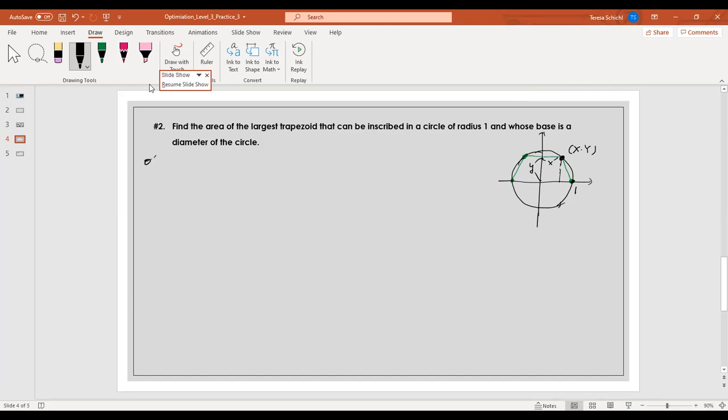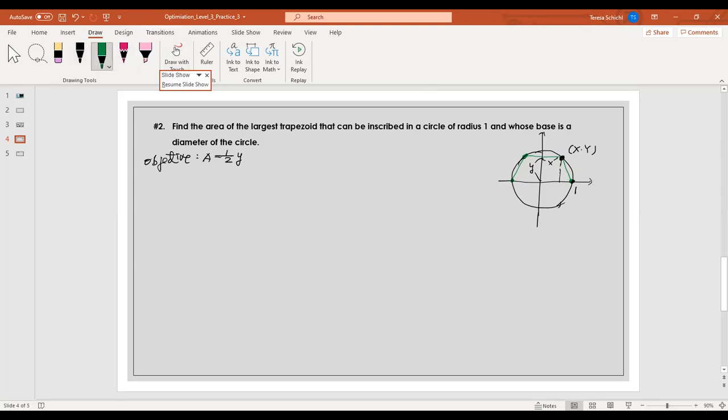Now, just like we did before, the first thing we want to find is the objective. I want to find the area again. So what is the area of the trapezoid? You add the 2 bases times the height, so it's 1/2 times the height. The height for this trapezoid is y. So this is the height.